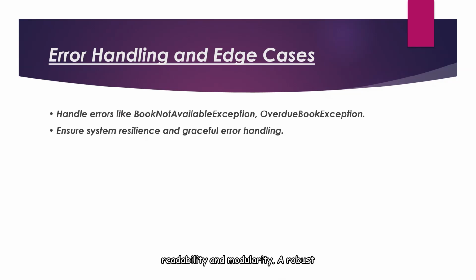A robust system anticipates and gracefully handles errors. What happens if a user tries to borrow a book that's already checked out or returns a book past the due date? We will design specific exceptions such as book not available exception for borrowing errors and overdue fine exception when calculating fines. Handling these cases elegantly through custom exception classes keeps our code clean and makes failure states predictable and manageable. We will also reinforce validation, like checking that a user hasn't exceeded their borrowing limit before allowing another loan. Edge cases are not afterthoughts, they are an integral part of a professional design.